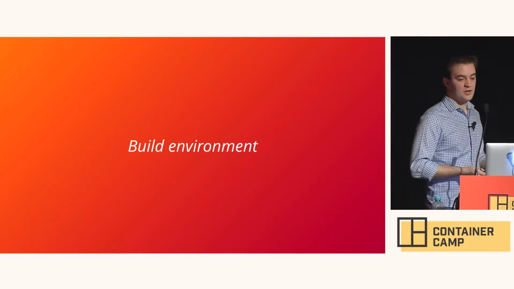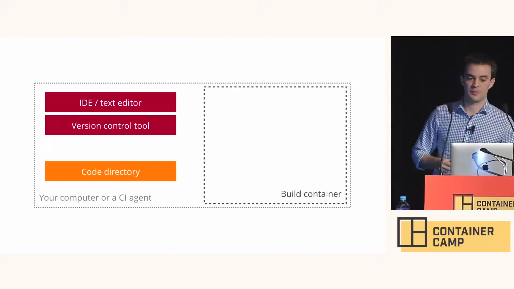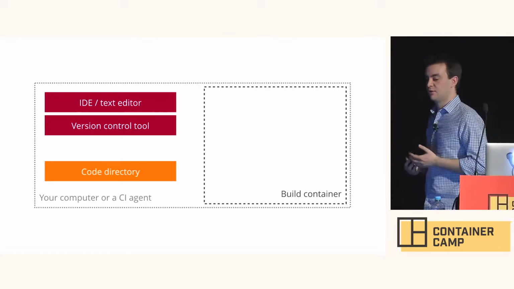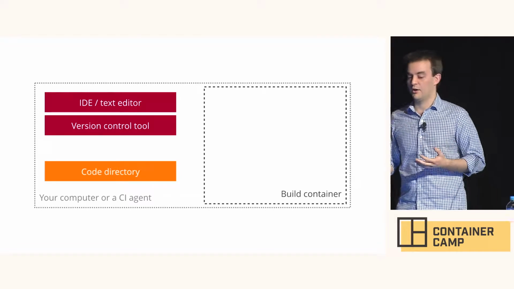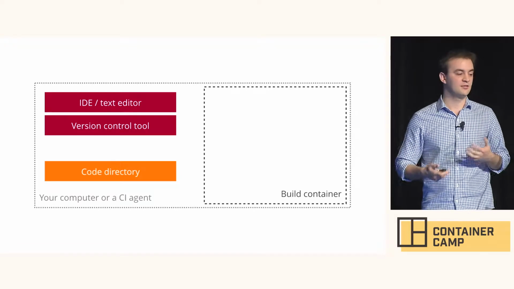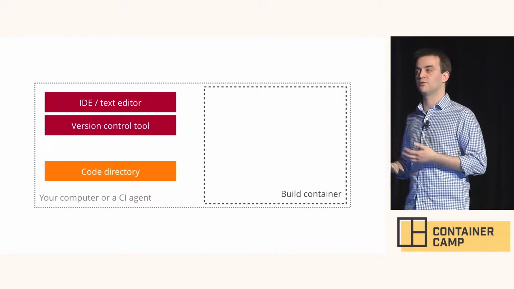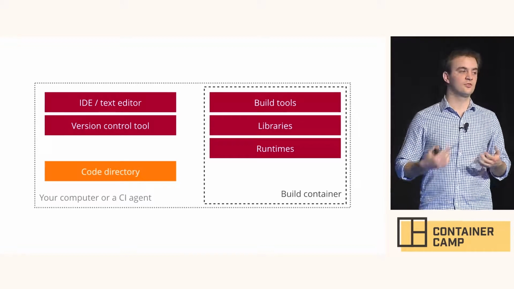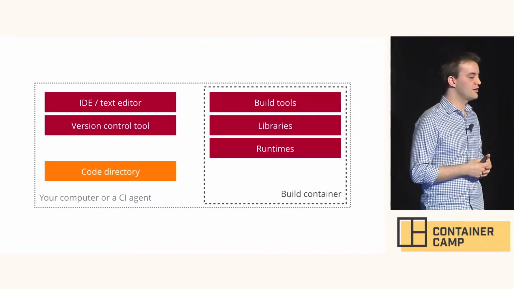So let's start with the build environment. And let's start with a little bit of a picture. So we start with our computer or our CI agent. On that agent, we can start up a container. Inside that container, we've got all the bits and pieces we need for our build environment. So it's things like build tools, it's things like libraries, it's things like runtimes, like we said.